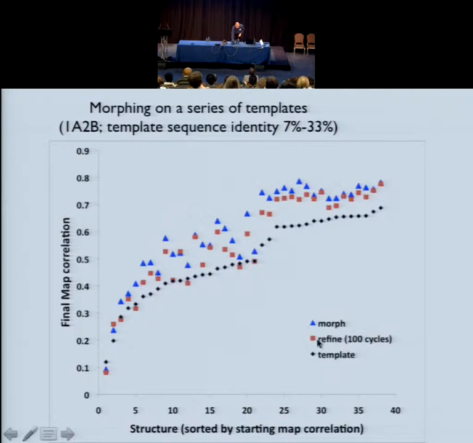Then the red squares are after refinement, and the blue triangles are after morphing for all these. And so morphing works better than refinement. This is extensive refinement. In the case that I told you about, for example, it was able to actually solve it in that one particular case. So this is using that as a very challenging comparison: 100 cycles of refinement versus morphing. Morphing beats it almost every time, and both are considerably better than the template in all these cases. So it works nicely and doesn't take very long to do. It takes about, not so different in time from 100 cycles of refinement, in fact, so you can get an idea about how long it takes to do this.